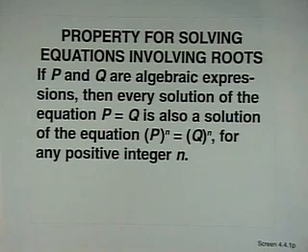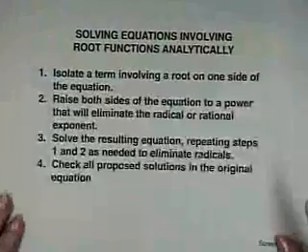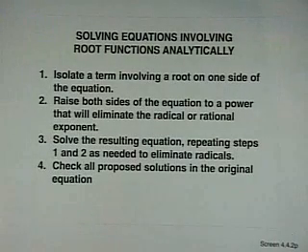Let's look also at the steps that might be involved in trying to solve an equation analytically. The first step that we'll use is to isolate a term involving a root on one side of the equation. Next, we'll raise both sides of the equation to a power that will eliminate the radical or rational exponent. Third, let's solve the resulting equation, repeating steps 1 and 2 as needed to eliminate the radicals. And then finally, we need to check all proposed solutions in the original equation.